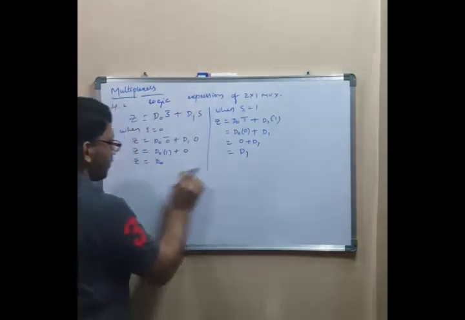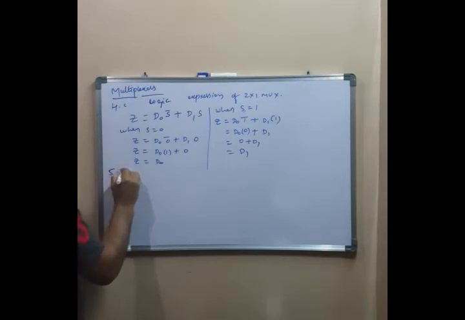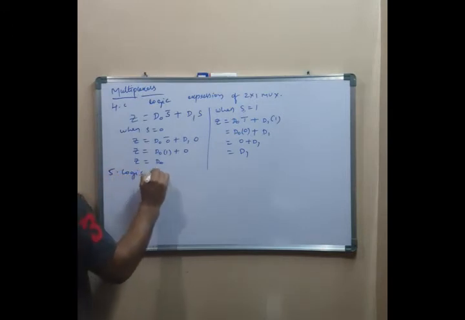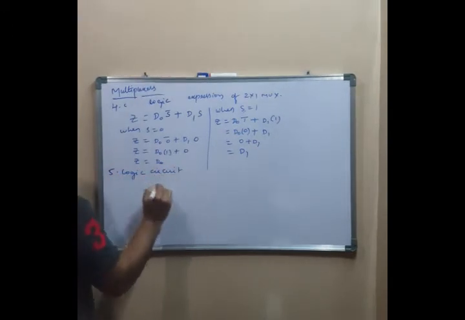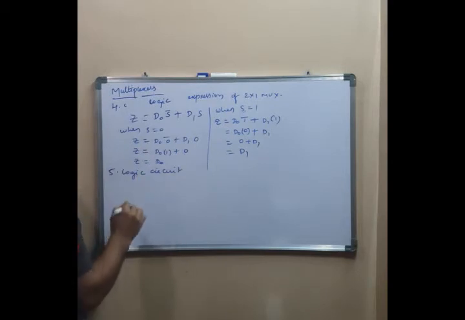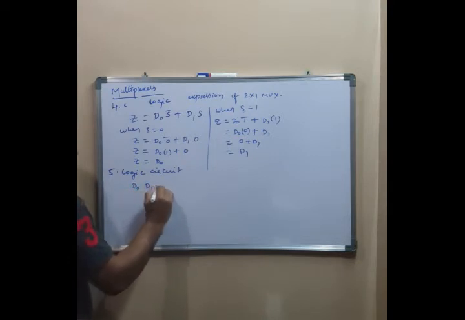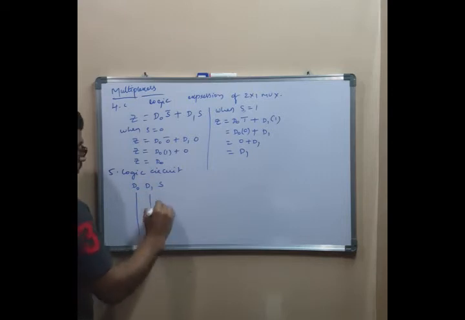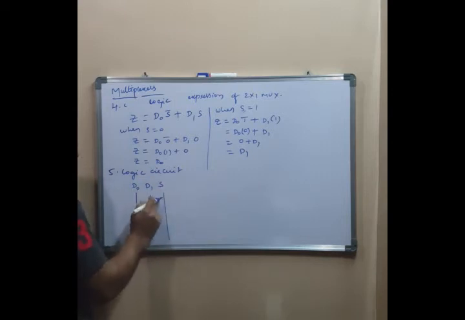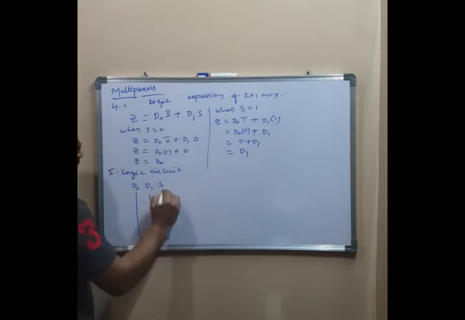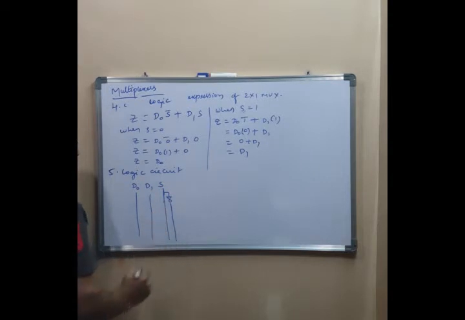Fifth one, logic circuit. So we have two data inputs, D0 and D1, and one select input, S. There are no complements of D0 and D1, we have complements only for S.